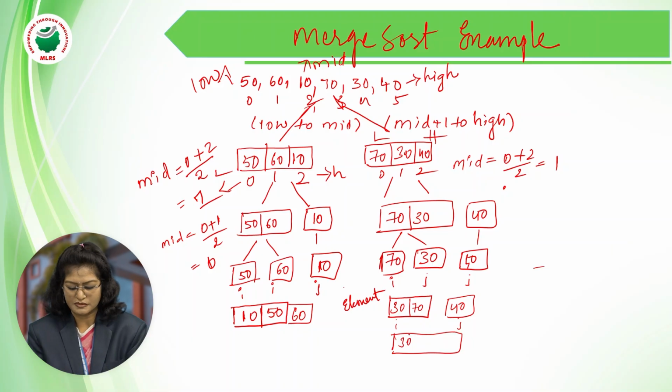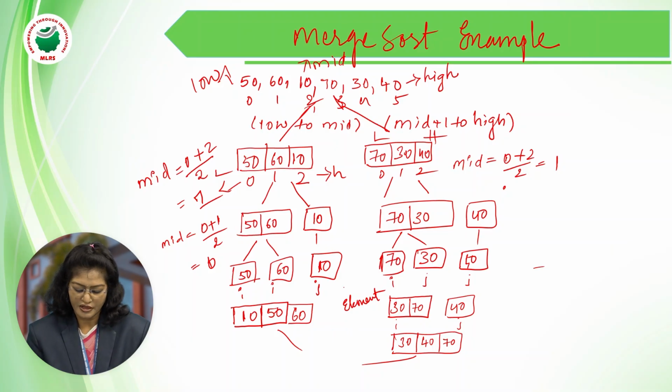30 will be in the first place, and next the 70. 70 with 40 you need to compare, and the 40 will be less, and 40 we need to write here, and 70. So this is how the comparisons are going to be taken. And next this and this you need to compare. So the first element with the first, and next incremented, next incremented, next incremented.